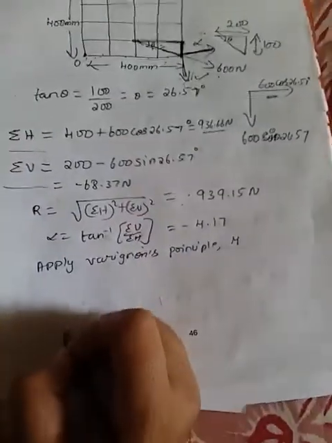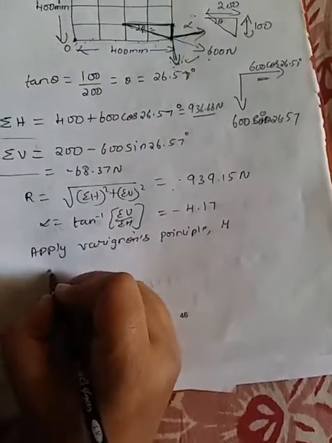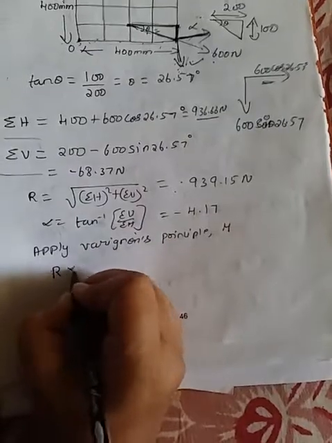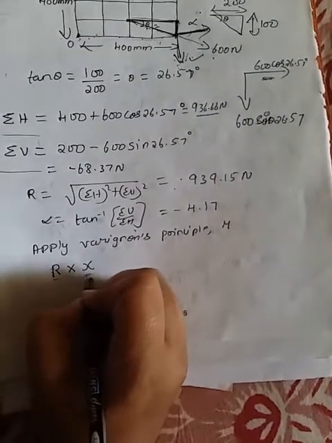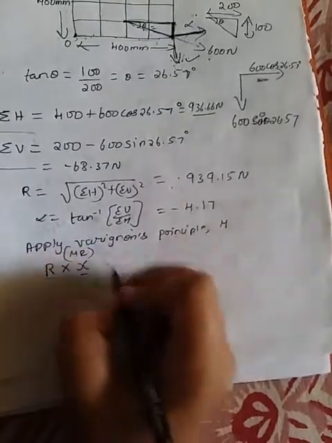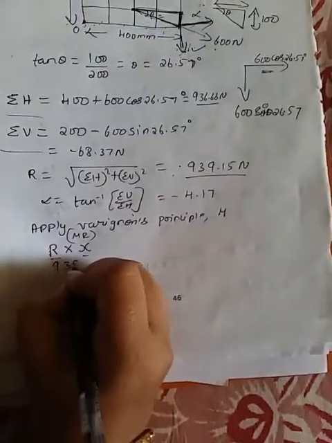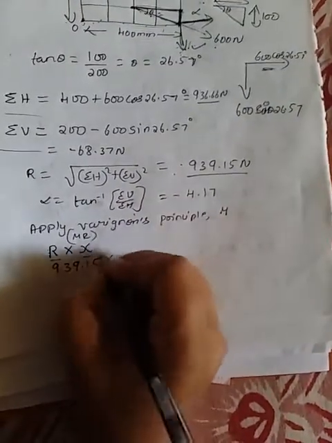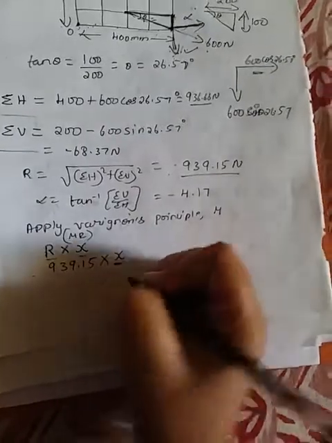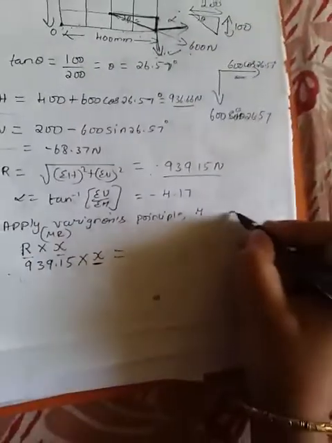Now Varignon's principle states that the moment of resultant, that is R into X, force into distance, is the moment of resultant MR. So what is the R value here? Already we have got the R value, that is 939.15, into the X distance, which we don't know.